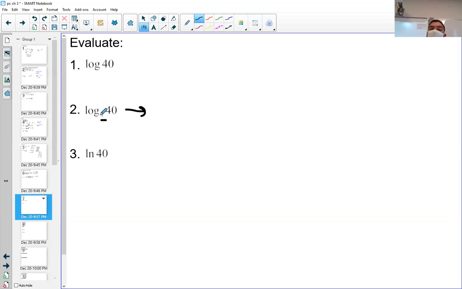When you have a log with a different base, you could do it in your calculator. You're going to rewrite it as log 40 over log 3. So you're going to type into your calculator log 40 divided by log 3. And this is called the change of base formula. And I'll write the generic thing over here.